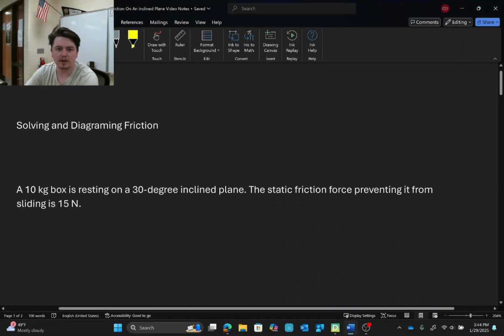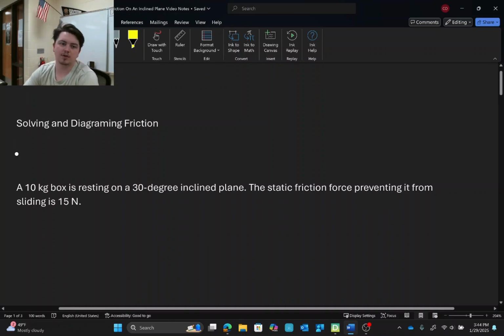Today we are going to be talking about solving and diagramming friction, especially friction vectors and components.